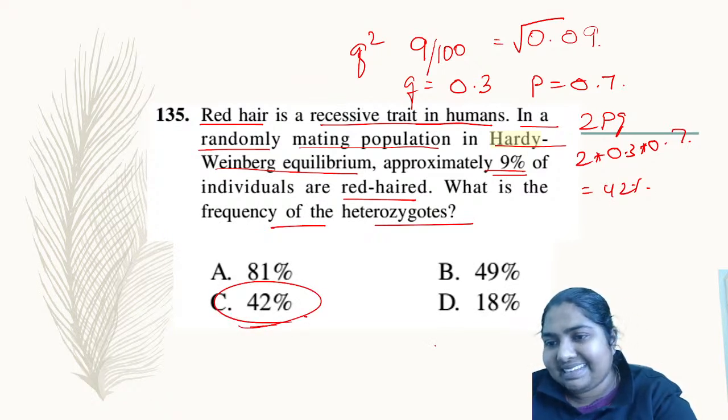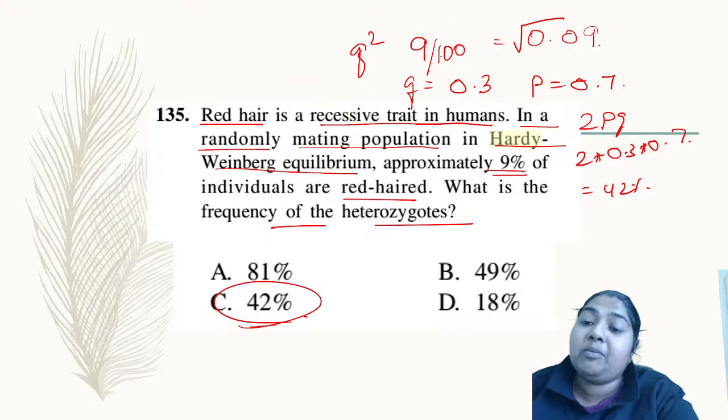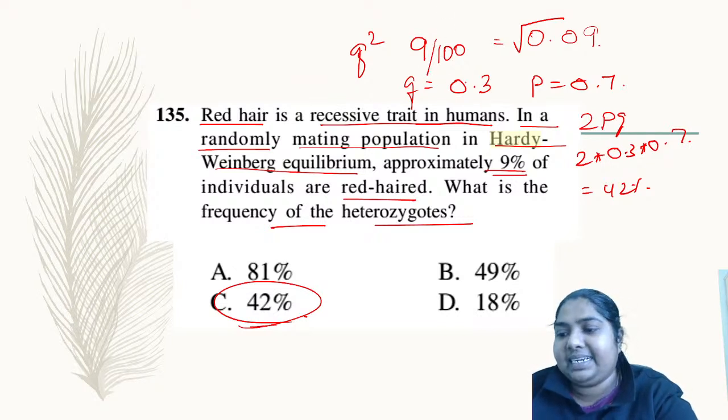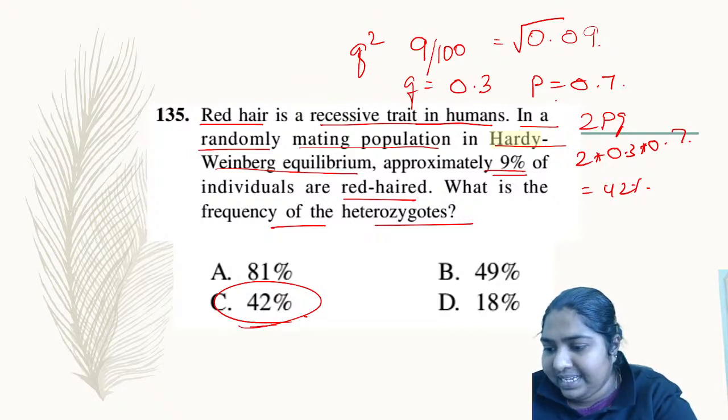How did we derive the answer? Yes. So 9%, so it is 9 by 100. So 9 by 100 is going to be 0.09. So we take the square root. So we take 0.3. So the other one is 0.7. Sure, definitely, Sandhya.